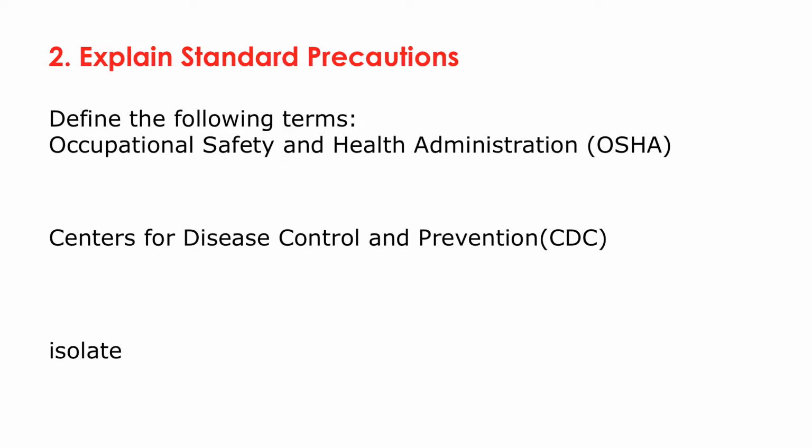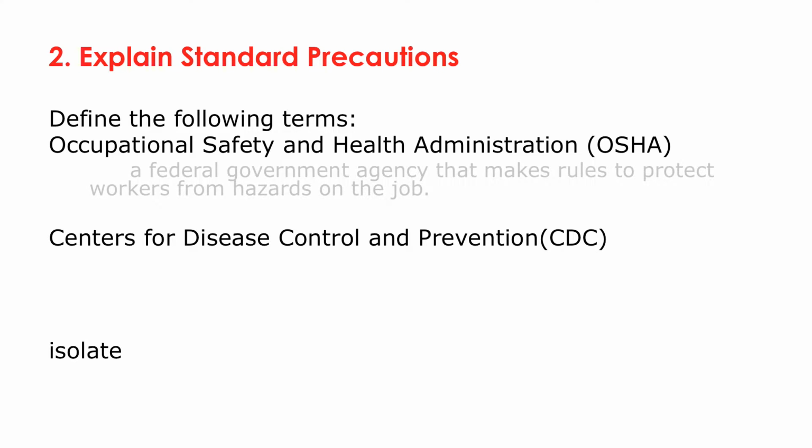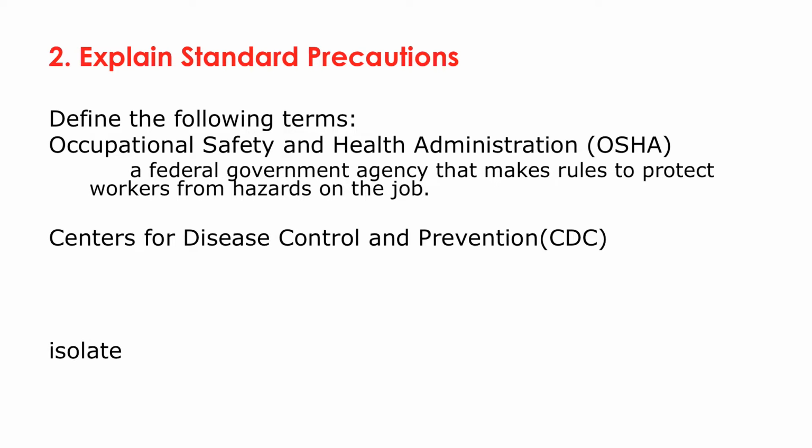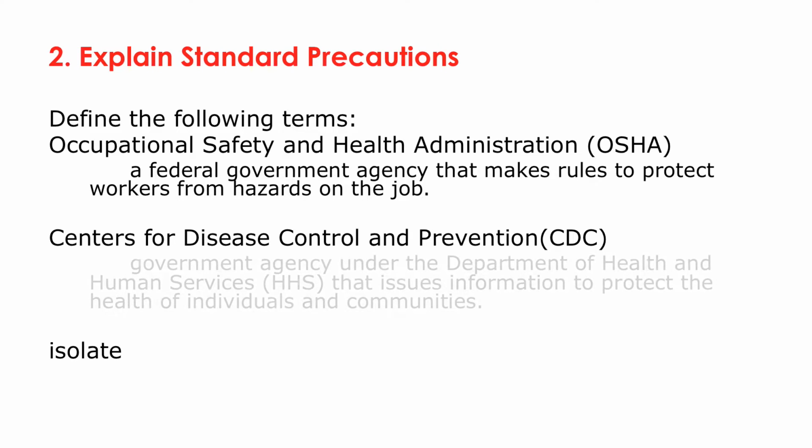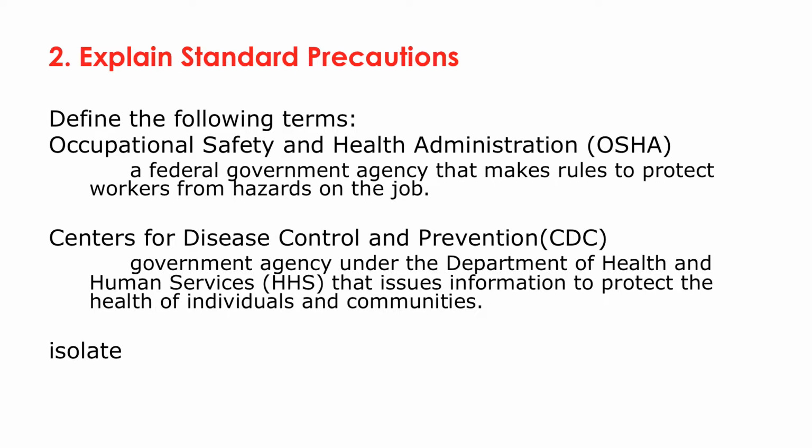So let's talk about several of these things. Occupational Safety and Health Administration, also known as OSHA, or the CDC, and isolation or isolate. OSHA is that federal government agency that makes rules to protect workers from hazards on the job. So you would have those OSHA binders in your workplace that should tell you what type of chemicals you are going to be exposed to in your particular line of work. The CDC, on the other hand, is a government agency under the Department of Health and Human Services. Okay, and they issue information to protect the health of individuals and communities.